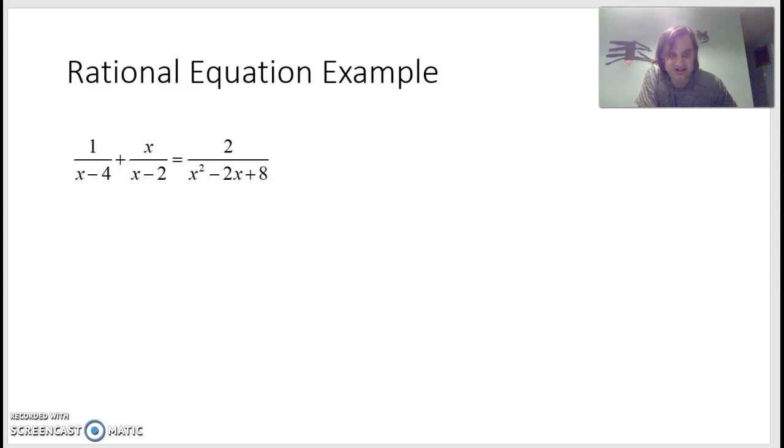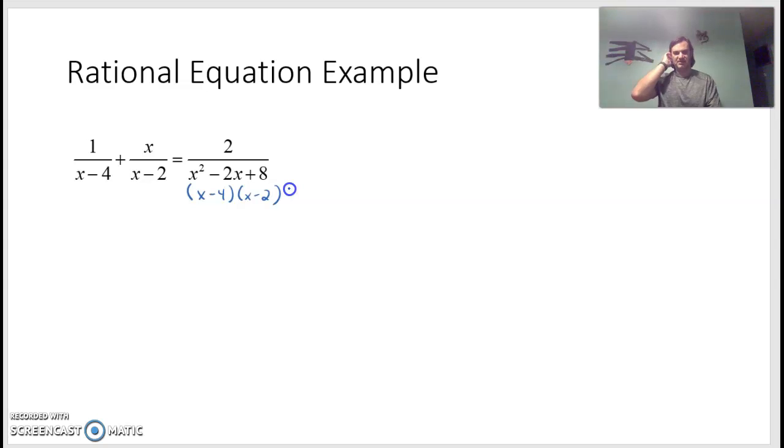This one is the fraction 1 over x minus 4 plus the fraction x over x minus 2 equals the fraction 2 over x squared minus 2x plus 8. So I need to multiply through by a common multiple. Let me look at these things. X minus 4 can't be broken down. X minus 2 can't be broken down. But x squared minus 2x plus 8 can be broken down into x minus 4 times x minus 2.